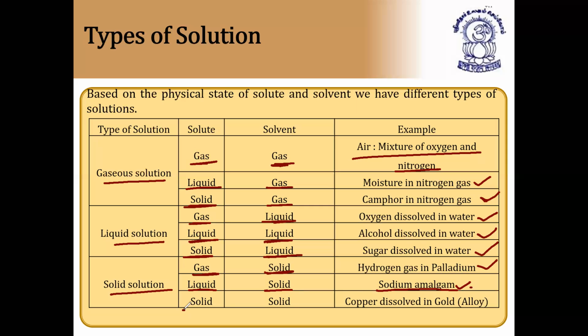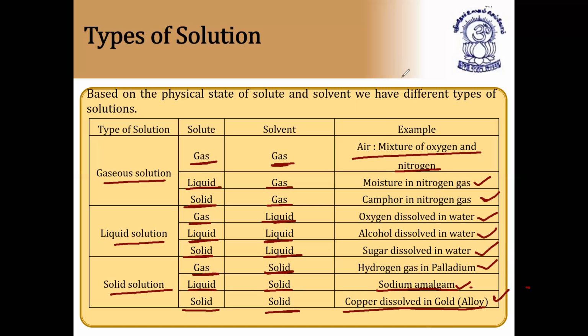Next, solid dissolved in solid. Copper dissolved in gold. Alloys. All alloys are nothing but solid solutions. So copper dissolved in gold is called an alloy. So these are the different types of solutions. I hope it is clear.